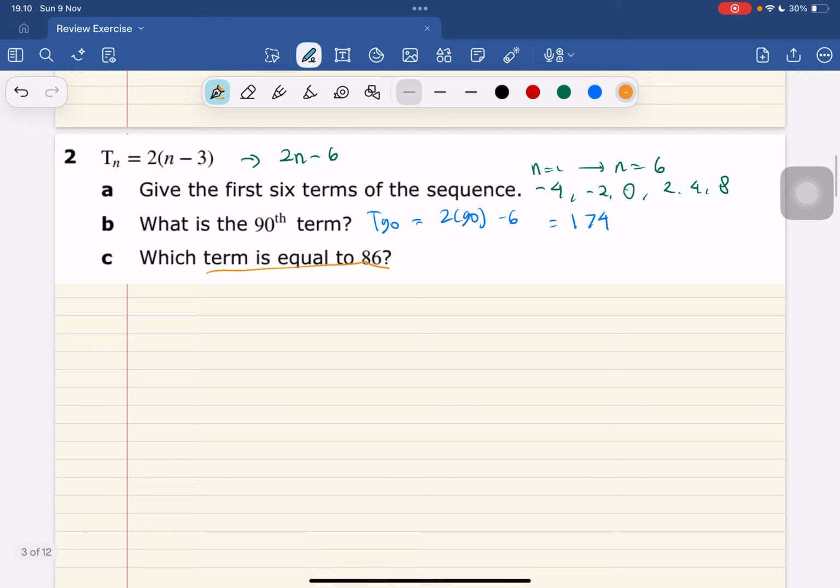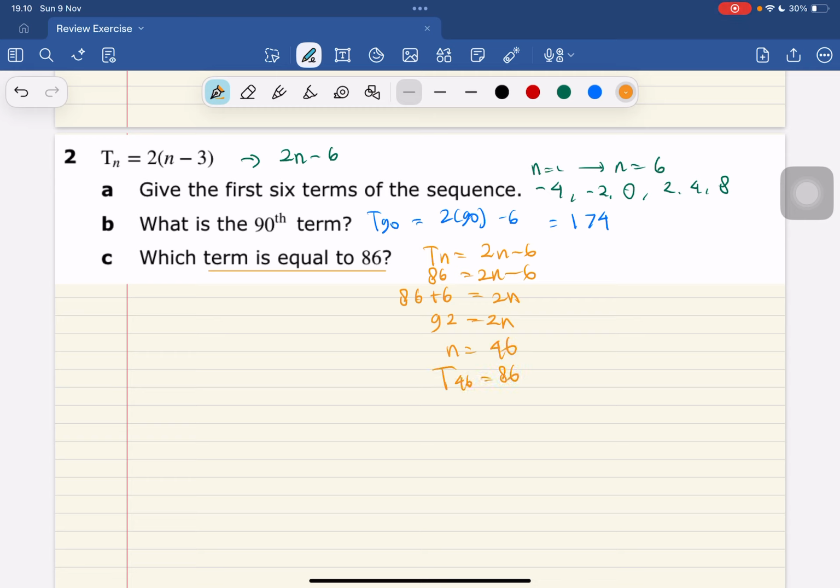Which term is equal to 86? So we make Tn equal to 2n minus 6. This is 86 equals 2n minus 6. So 2n equals 86 plus 6, it's going to be 92 equals 2n. So n equals 46. So T46 equals 86.